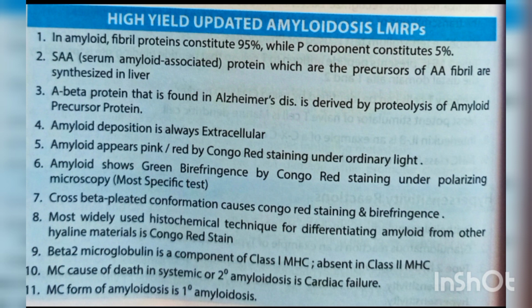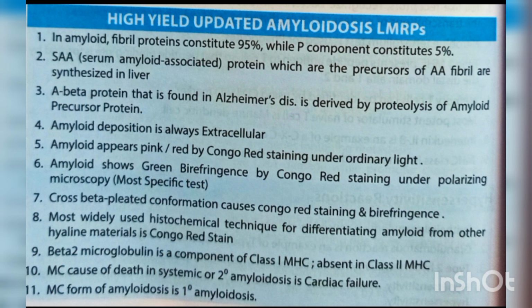Amyloid appears pink or red by Congo red staining under ordinary light. Amyloid shows green birefringence by Congo red staining under polarized microscopy, the most specific test. Cross beta pleated conformation causes Congo red staining and birefringence. Most widely used histochemical technique for differentiating amyloid from other hyaline materials is Congo red stain. Beta 2 microglobulin is a component of class 1 MHC, absent in class 2 MHC.